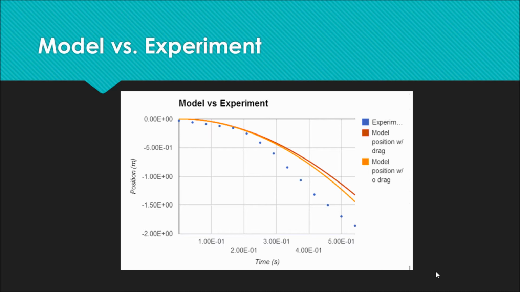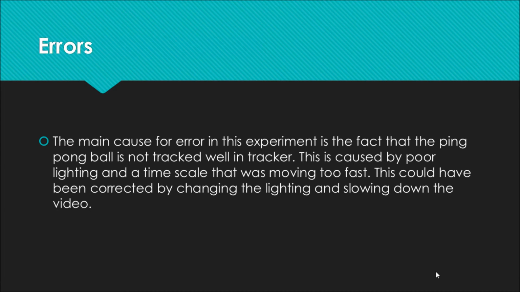The experimental graph is not the same as the model graph because of the errors in this experiment. The main cause of error is that the ping pong ball is not tracked well in Tracker. This is caused by poor lighting and a time scale that was moving too fast. This could have been corrected by changing the lighting and slowing down the video.